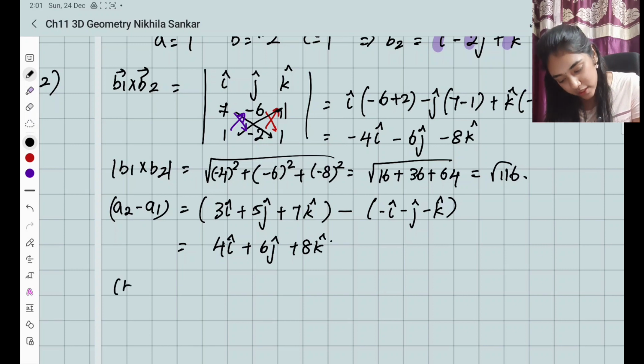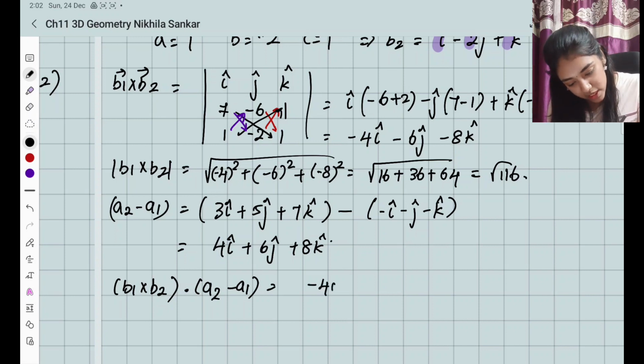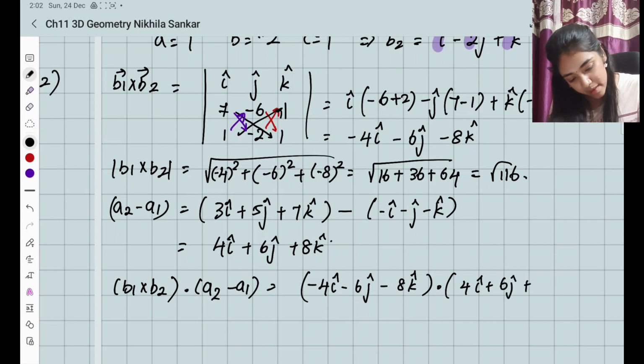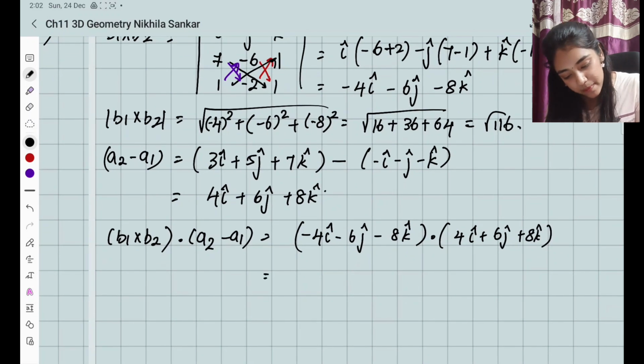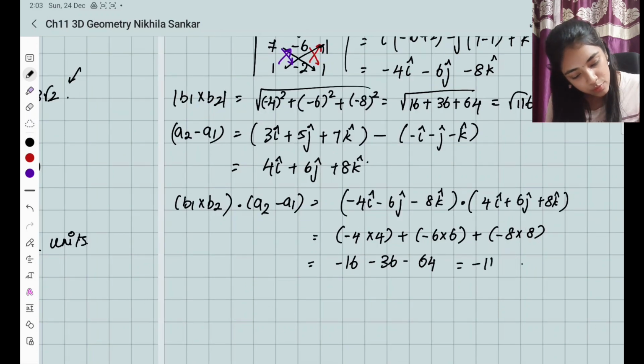Now for the numerator I need to find the dot product of b1 cross b2 with a2 minus a1. Nothing complicated. You only have to remember the formula. So this is the dot product of minus 4 i cap minus 6 j cap minus 8 k cap with 4 i cap 6 j cap 8 k cap. So this is minus 4 into 4 plus minus 6 into 6 plus minus 8 into 8. So this is minus 16 minus 36 minus 64, which is equal to minus 116.